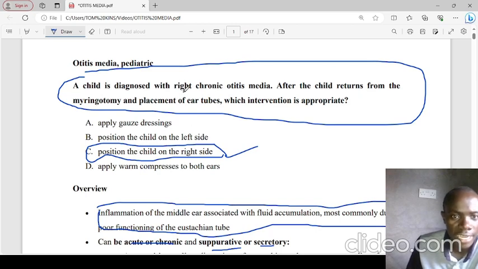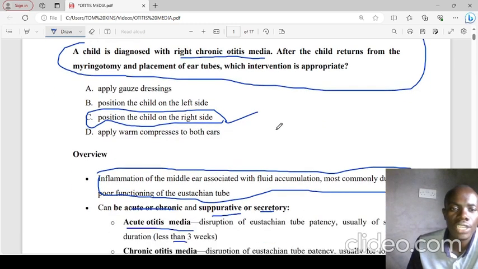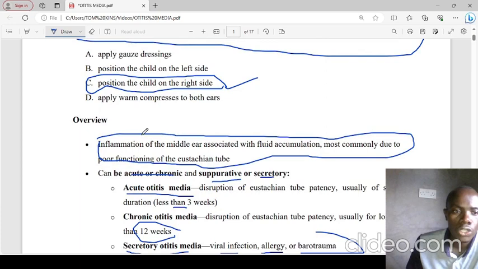The child has right chronic otitis media. We are placing them on the right side so that at least the drainage can come out. Okay. So, otitis media is characterized by the inflammation of the middle ear that is associated with fluid accumulation, most commonly due to poor function of the Eustachian tube.